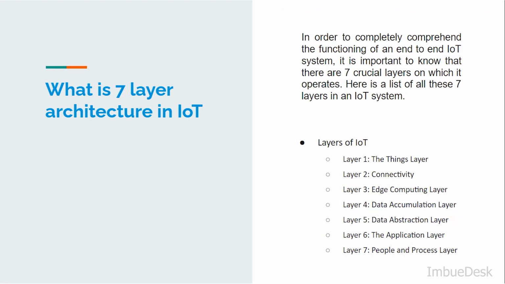Now let us look at the IoT World Forum reference model which happened in 2014. It stated that the entire processes that are a part of Internet of Things can be classified into 7 different layers, namely the things layer, the connectivity layer, the edge computing layer, the data accumulation layer, data abstraction layer, application layer, and people and process layer. You might be wondering what these layers mean. It is explained in the next slide.